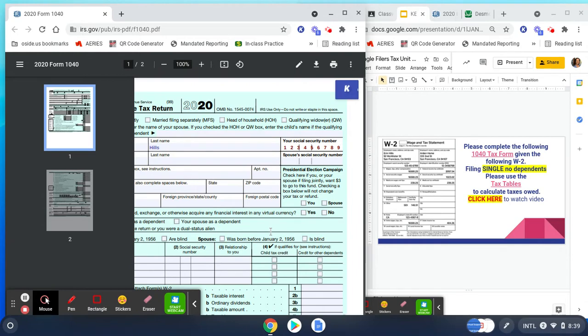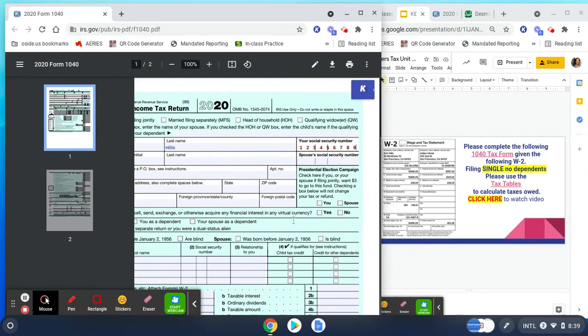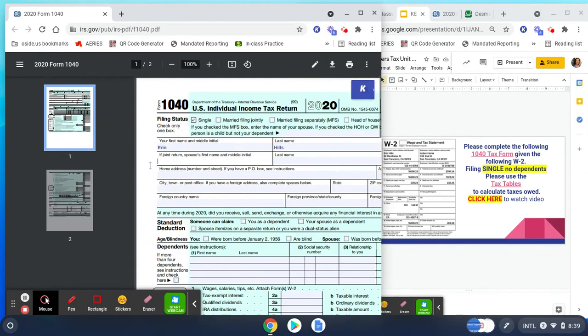A big key point here is that you need to know your social security number before you file your taxes. That social security number is right on your W-2. The W-2 form comes from your job. If this was a joint return, we'd be filling out the spouse's information here, but we're just doing a single filer today, so we're stopping.